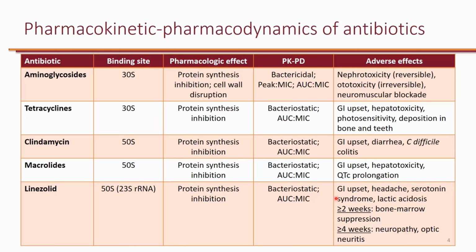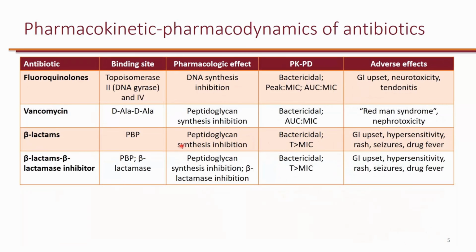Now, generally speaking, linezolid leads to GI upset, headache, and occasionally can cause serotonin syndrome, especially if it's used in combination with SSRIs. And within the first 2 weeks, you can also experience lactic acidosis. Beyond 2 weeks, patients may also experience bone marrow suppression. So this could be a drop in white blood cells, so neutropenia. It can lead to a drop in red blood cells, so anemia can happen beyond 2 weeks. Beyond 4 weeks, that's when neuropathy can happen, and rarely optic neuritis.